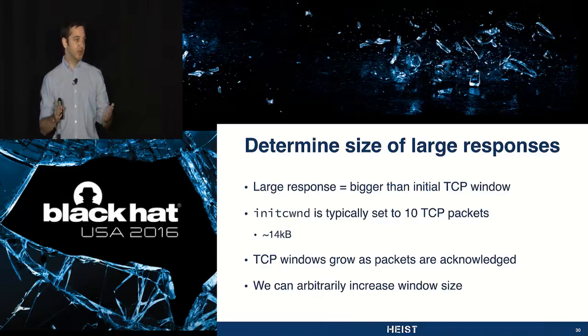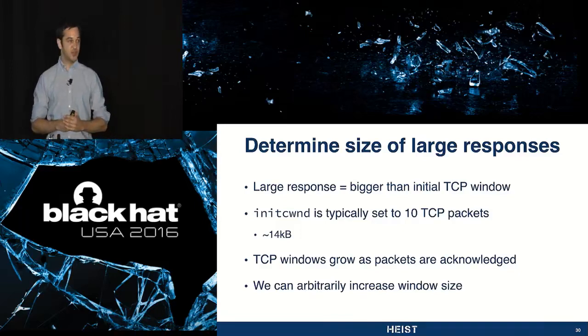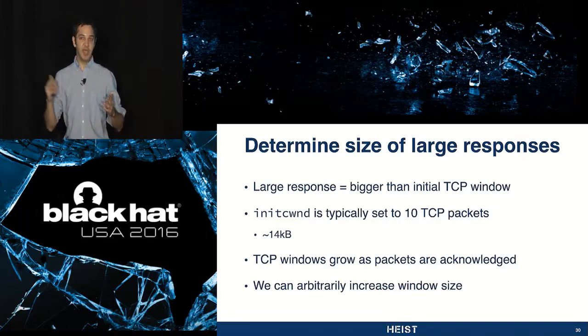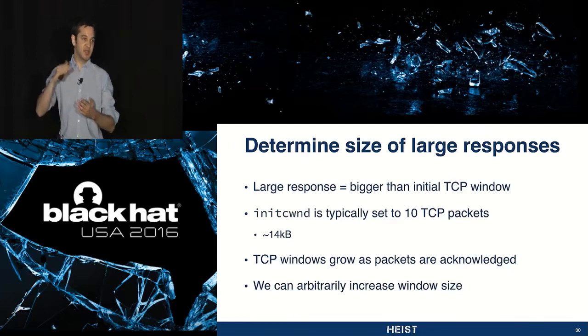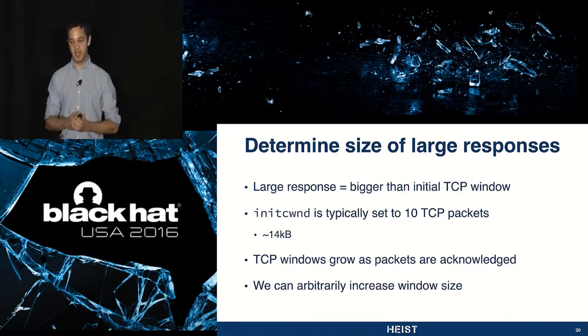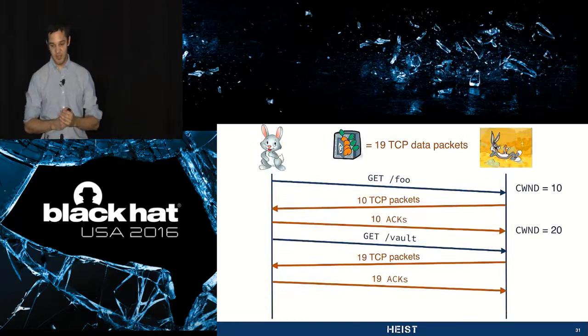Now, how are we going to do this? Well, we're going to rely on 2 elements. The first one is, like I explained previously, that the TCP window at an endpoint grows as packets are being acknowledged, and we can use this to increase the TCP window at the server side. So I'm going to explain this again using an illustration.